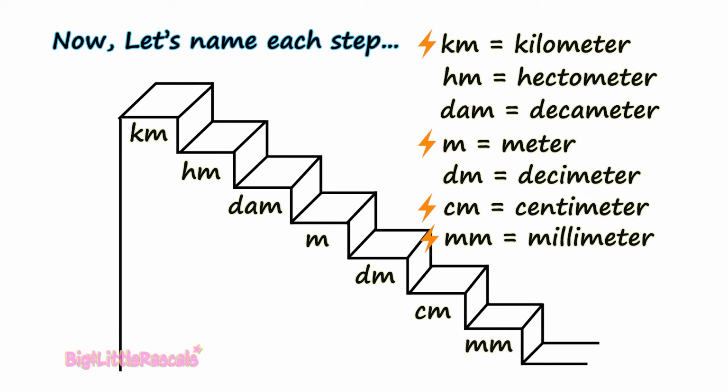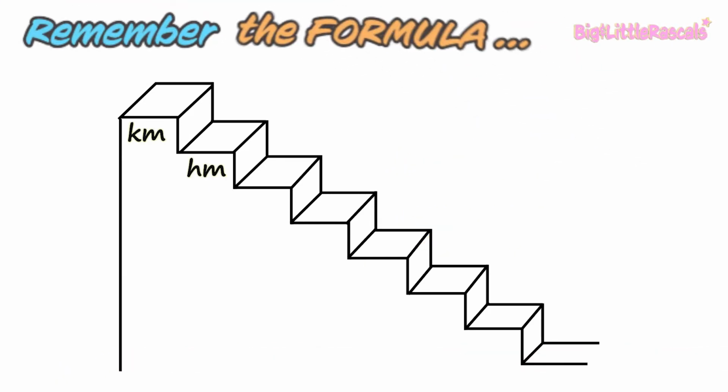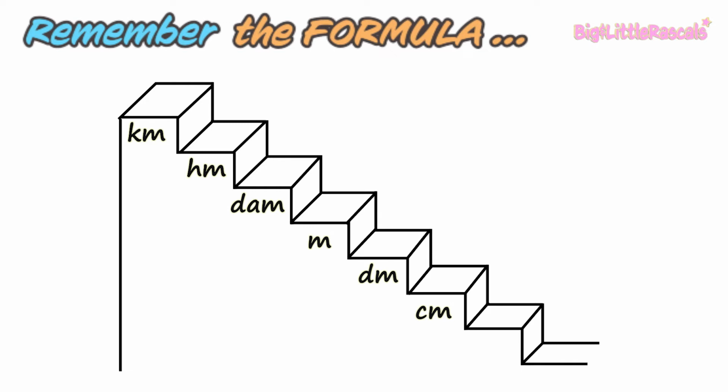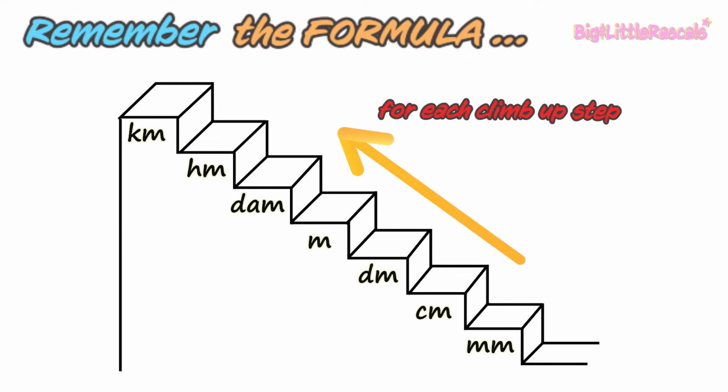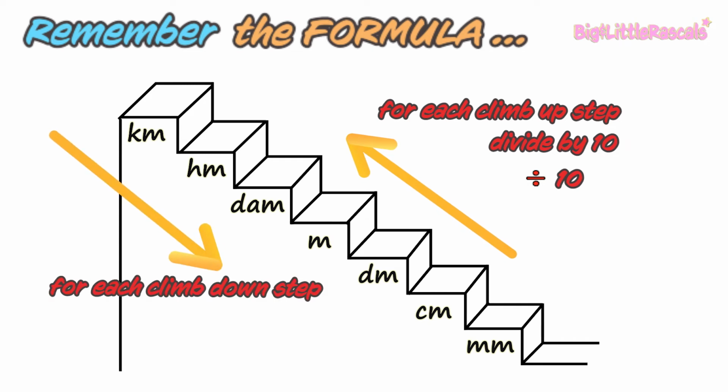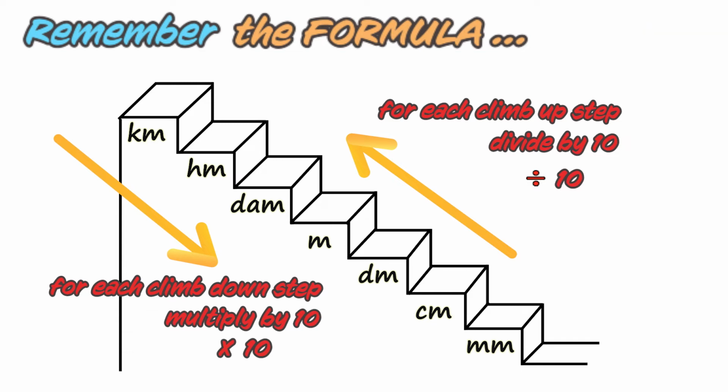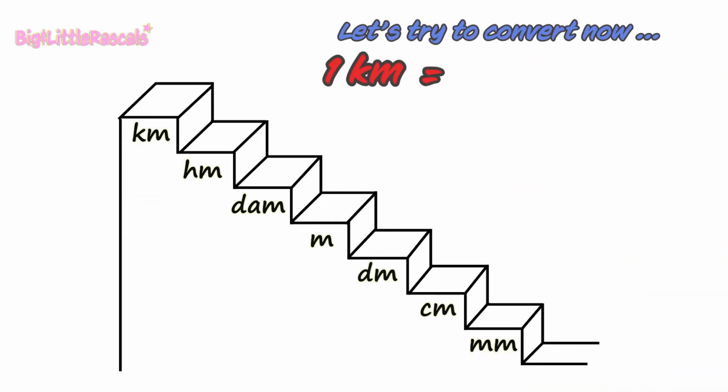The most commonly used are kilometer, meter, centimeter, and millimeter. I have put a flash sign for them, and you don't really have to worry about the rest. Next, you need to remember the formula. For each step you climb up, you need to divide by 10. For each step you climb down, you need to multiply by 10. Let's try to convert now.